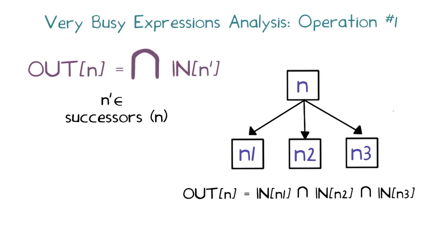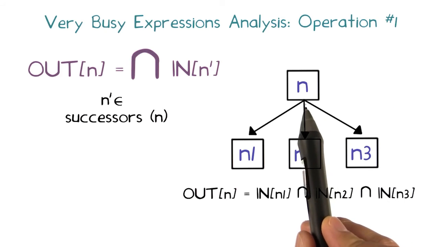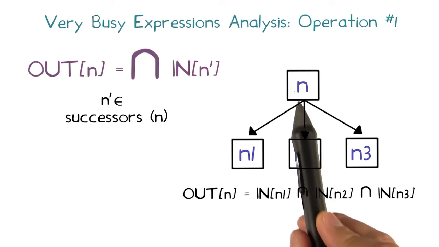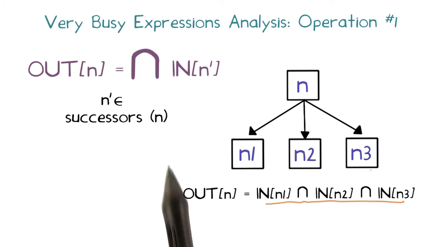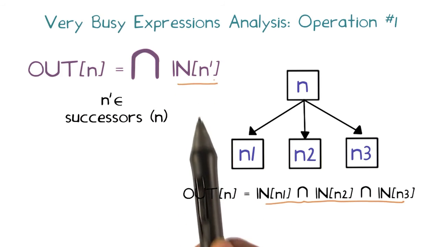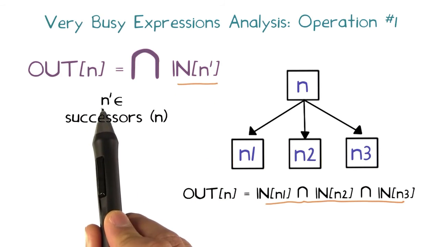Here is the first of the two operations of very busy expressions analysis. This operation states how to compute the set of facts at the exit of a particular node in the control flow graph. We do this by taking the intersection of the sets of expressions at the entry of that node's immediate successors. That is, the intersection of in of n prime for each successor node n prime of n.